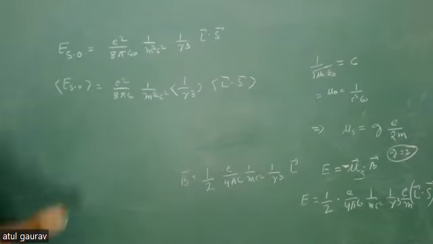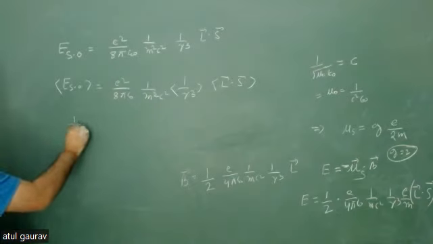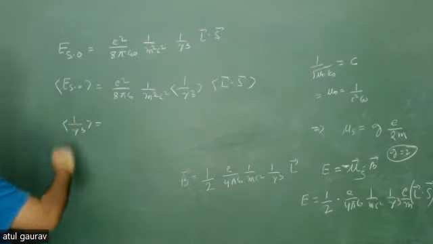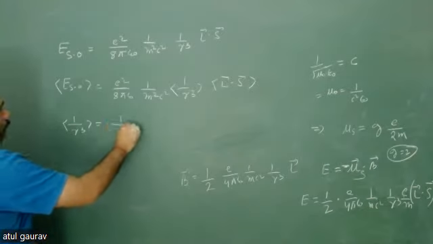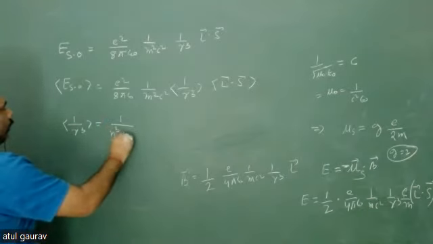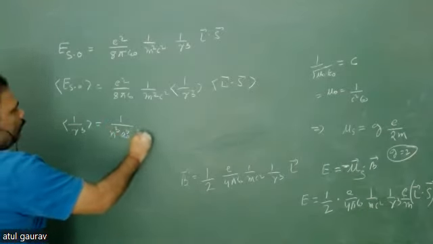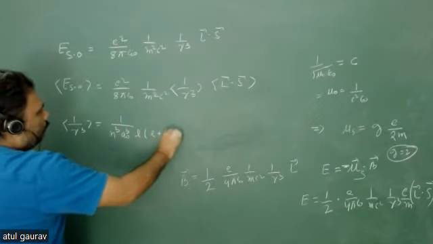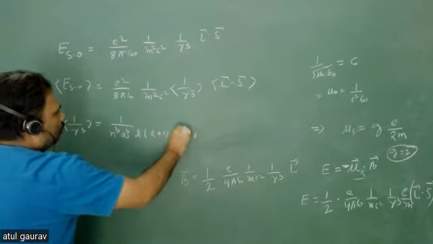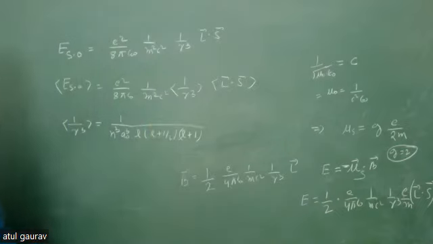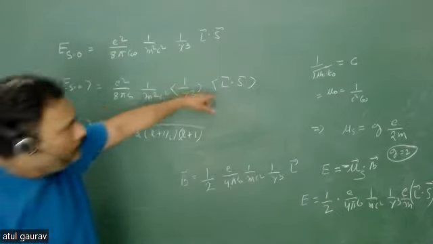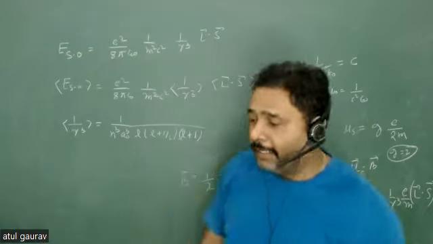And what is your average value of 1 by r cube? The average value of 1 by r cube is very famously identified as 1 upon n cube a naught cube into l into l plus half into l plus 1. So this is the average value of 1 by r cube. And now we have to calculate the average value of L dot S.